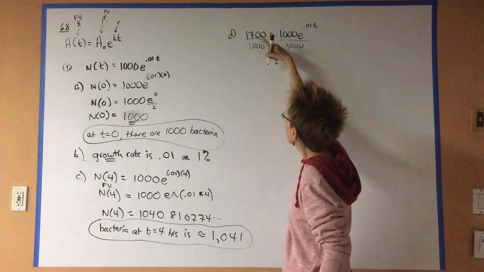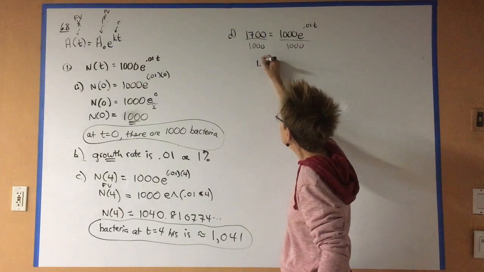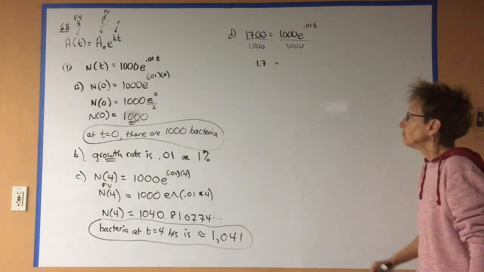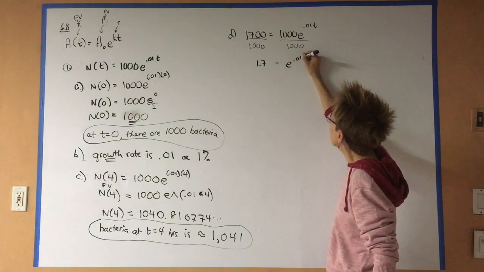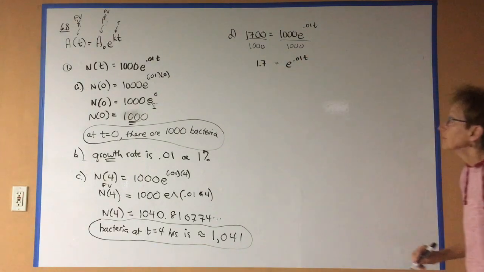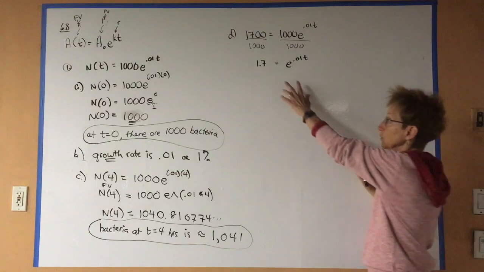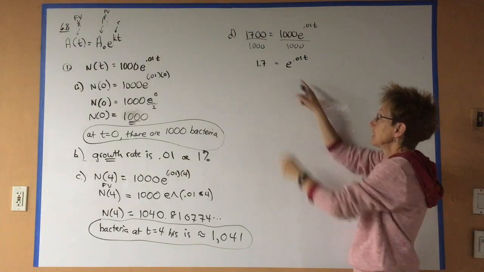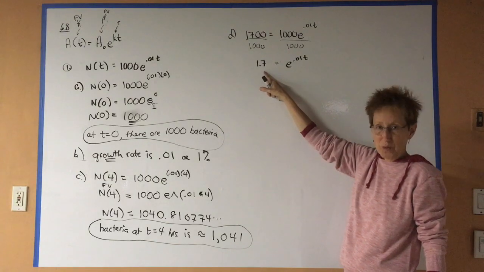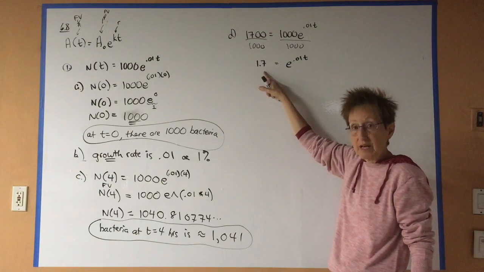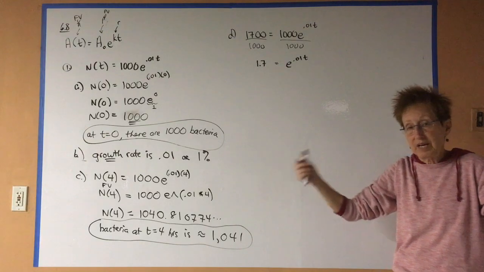So on the left side, when I divide by 1,000, I get 1.7. The right side, I divide by 1,000, I get e to the 0.01 t. All right, so now I know what my exponential equation says. It says this. The base here is e. Can I turn 1.7 into a base of e? No way. So how do I solve this? I'm going to introduce logs in front of both sides.